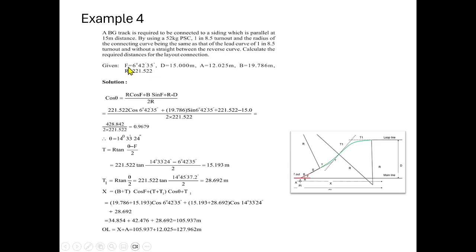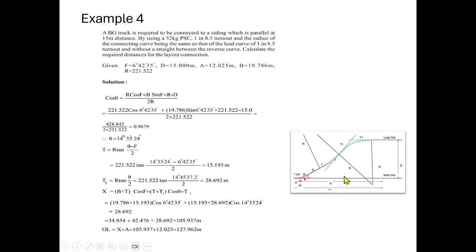So the given is the crossing angle, and the distance given is 15 meter, and A and B we know, we can take from the table, the standard measurements. The radius is 221.522, that is equal to the radius of the 1 in 8.5. They gave the radius of the centre line of the curve minus j by 2. This they gave as 221.522. So as usual, the main thing we have to find out first is this x distance. Then only we can find the overall length. Adding x plus a will give the overall length.